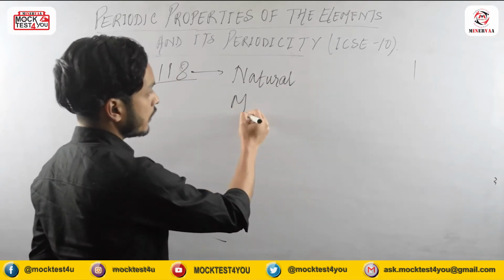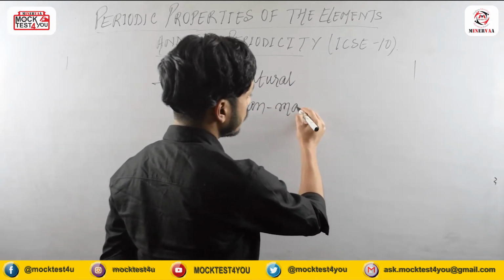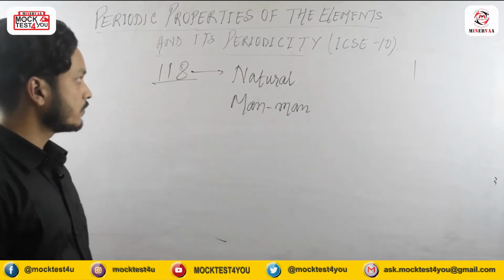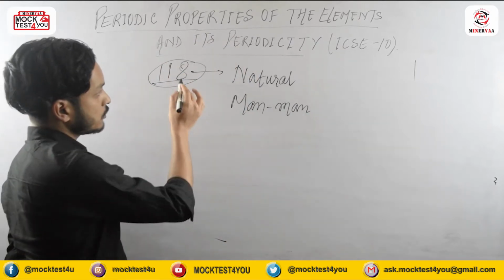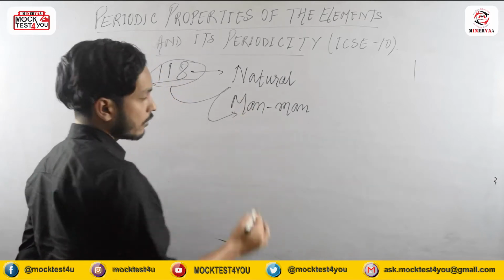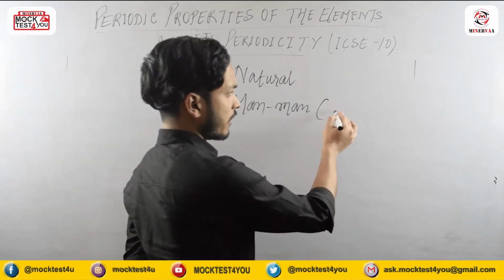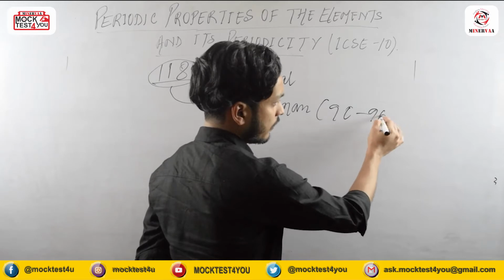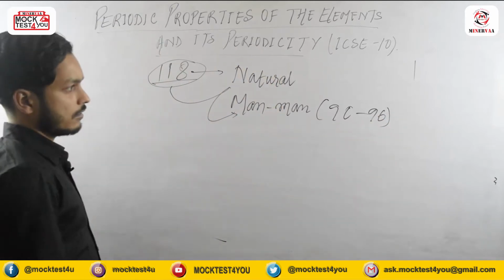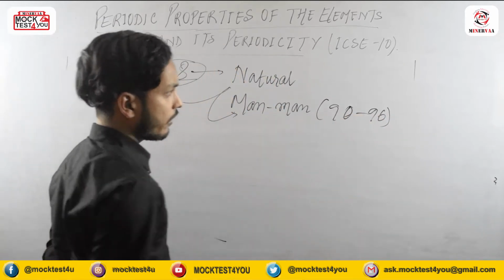natural as well as man-made. Okay, man-made means what? Which we have made, which we have created, right? So in these 118 elements, you will see that there are natural and man-made also, but man-made are very few. I think between 90 to 96 are man-made, right? And still the research is going on to discover more and more elements, right?